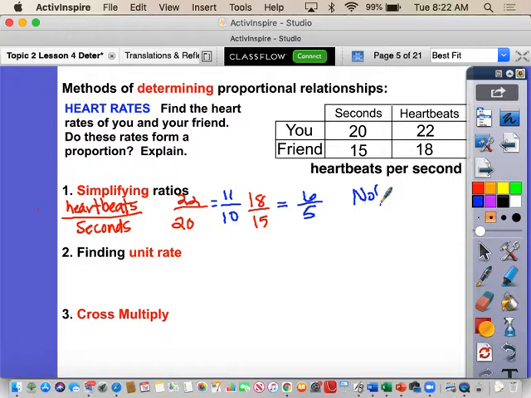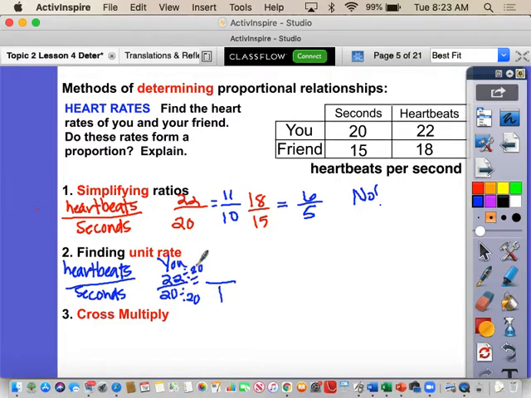Now our second method is to find the unit rate. So that would mean how many heartbeats per 1 second for both people. So we would still have heartbeats over seconds. And then I'm going to say for you, it's 22 heartbeats per 20 seconds. So we want to know how many heartbeats per 1 second. What do I need to divide both parts of that ratio by in order to find the number of heartbeats per second? 20. All right, and we're probably going to get a decimal for this. That's okay. When I divide 22 by 20, 1.1. So our unit rate is 1.1 heartbeats per second.